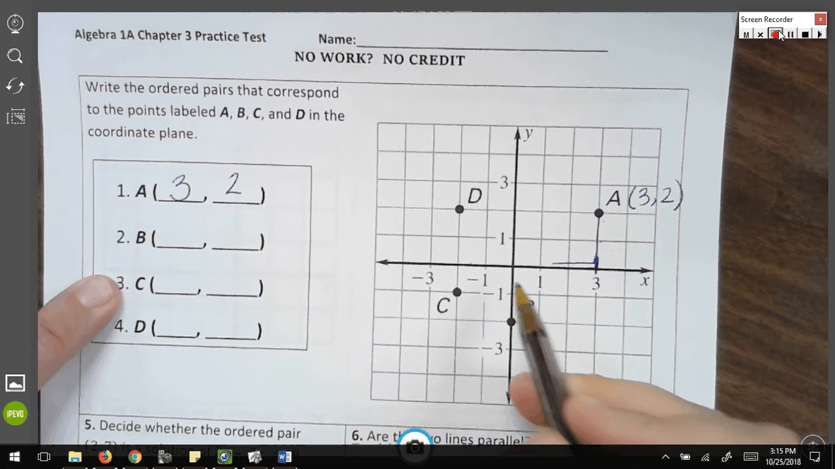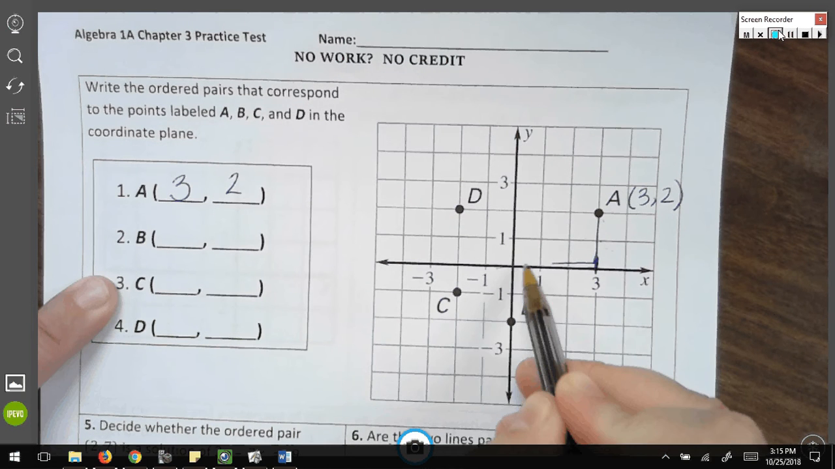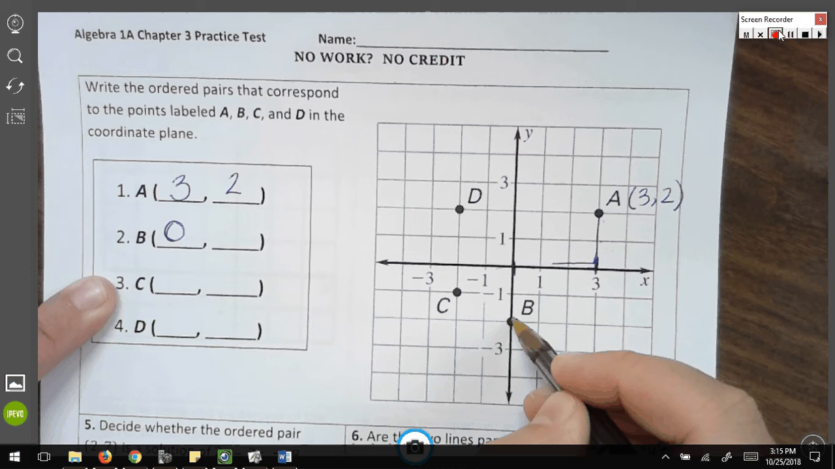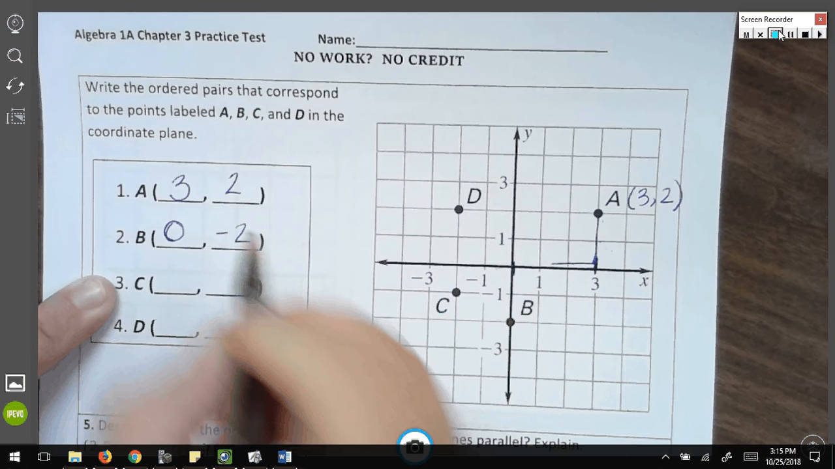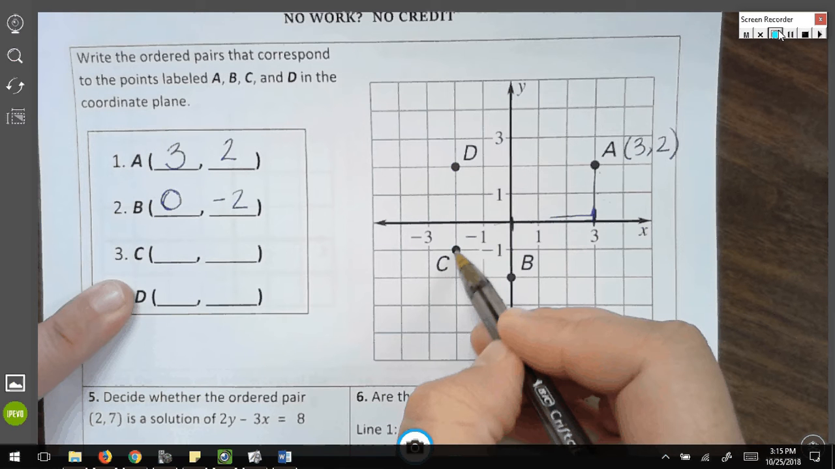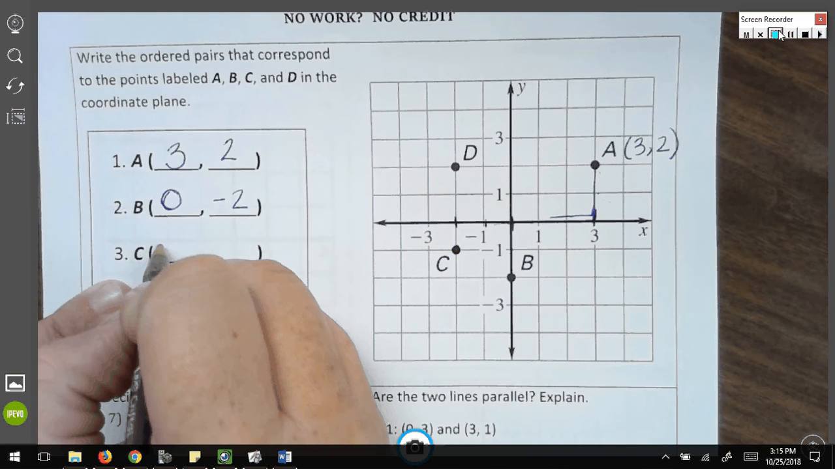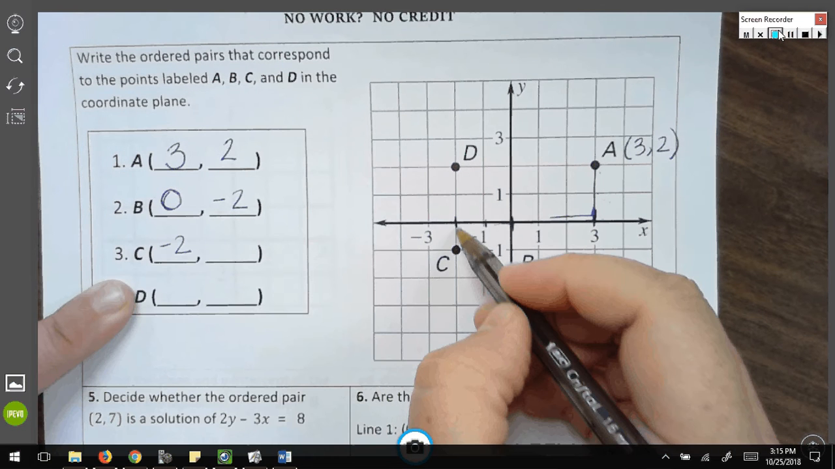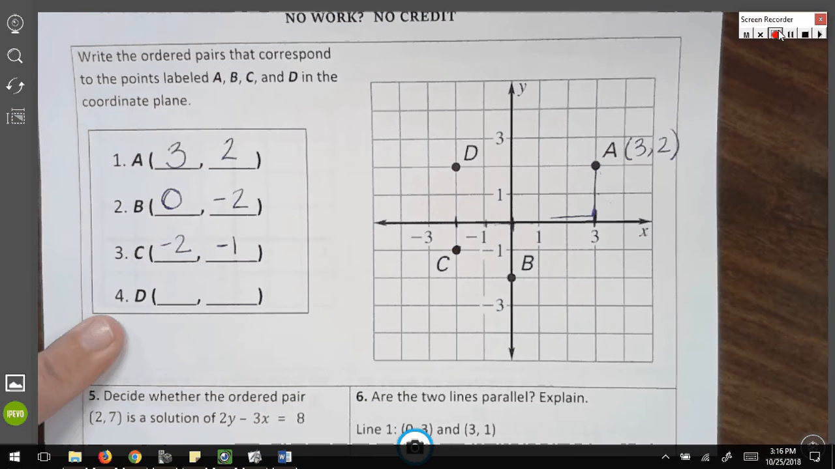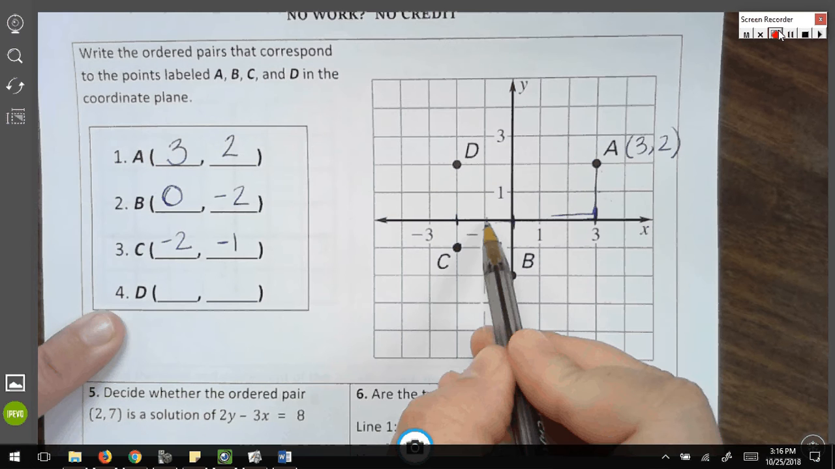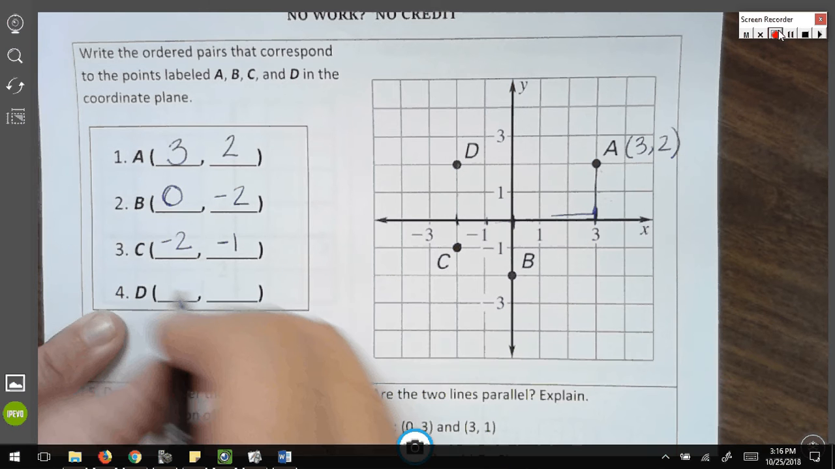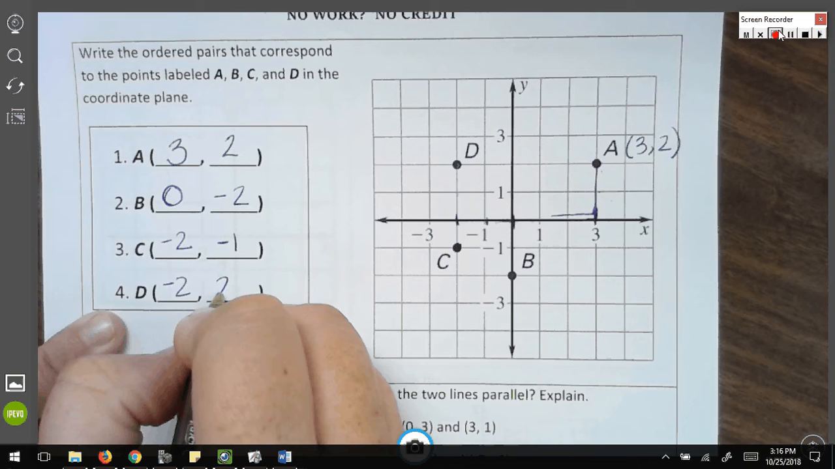Now looking at B, I don't go left or right any. I stay on 0, so it's 0. And then I go down 2, so down means negative on my Y, so this is going to be -2. For the coordinate C, I'm going to go left 1, 2, so my X is -2. And then I go down 1, so down, of course, on Y is -1. Now for D, again, I'm at -2, but this time I go up 2. So I'm at -2, 2.